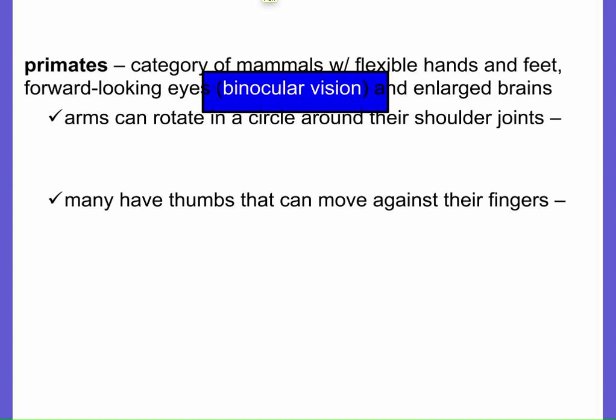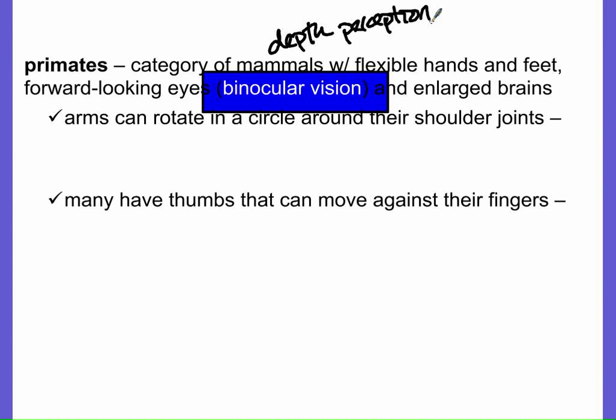So we're not so much worried about being able to see far as being able to judge depth and see how far away something is from us. So again, binocular, it sounds like you're saying you can see something far away, but what it really means is we can tell how far away something is from us. So we have forward-looking eyes that give us depth perception. We have enlarged brains so that we can have that cognitive ability that you would associate with us, let alone with other primates. But then also we have flexible hands and feet.